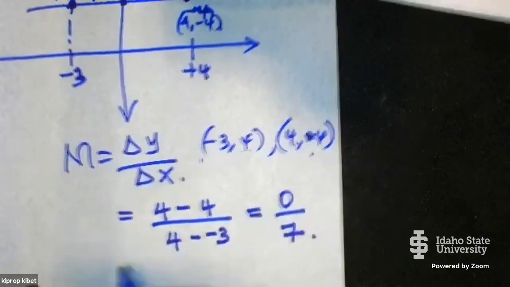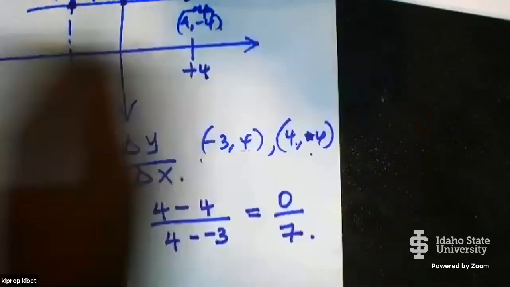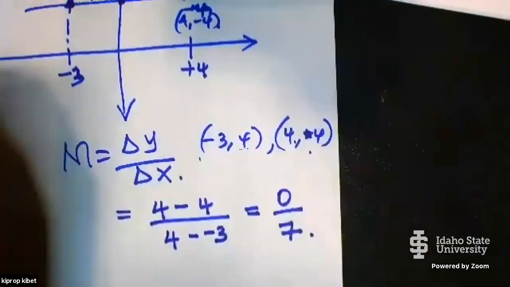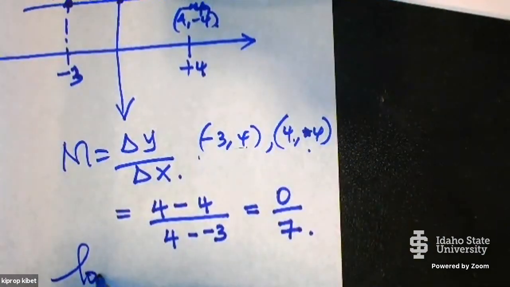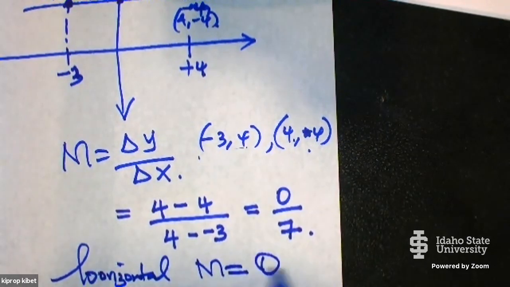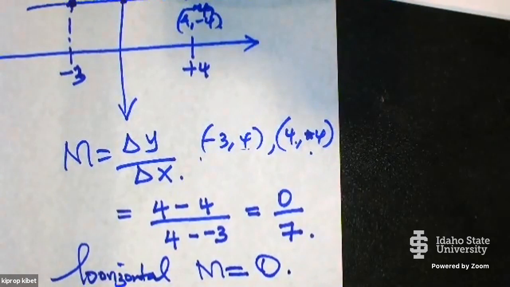0. So when we have a horizontal line, then m equals 0. So when it is horizontal, the gradient equals 0. So how about when it is vertical?